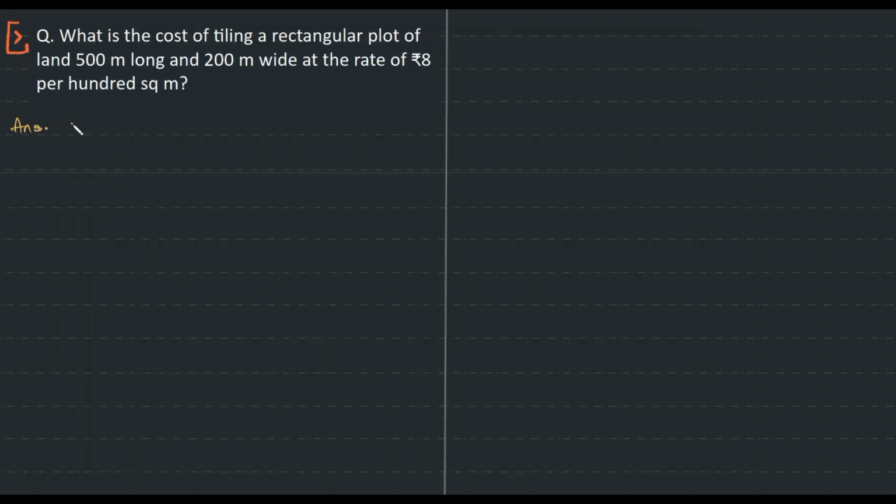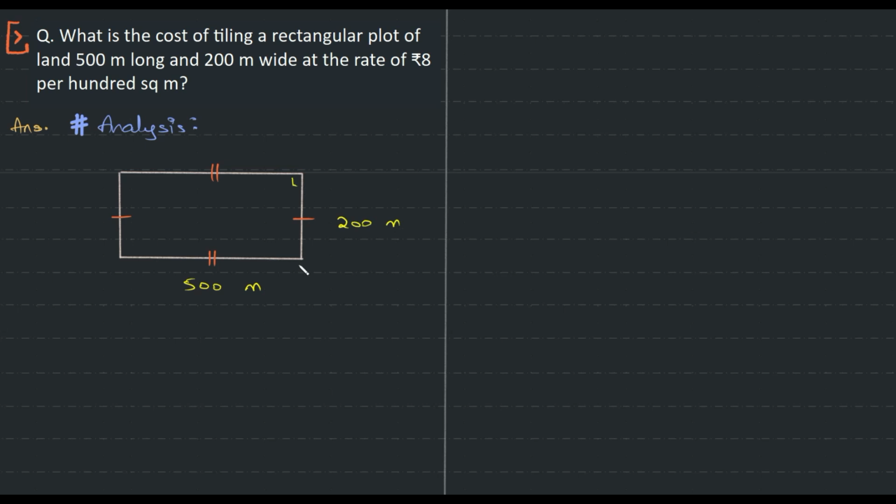First thing is, let's have a look at the structure. So it's a rectangle. What is a rectangle? How many sides does a rectangle have? Yes, 4 sides. Next question is, what is the property? Yes, you have opposite sides to be equal. So we have this to be 500 meters and this to be 200 meters. And one more property is that angles are 90° at the corners.